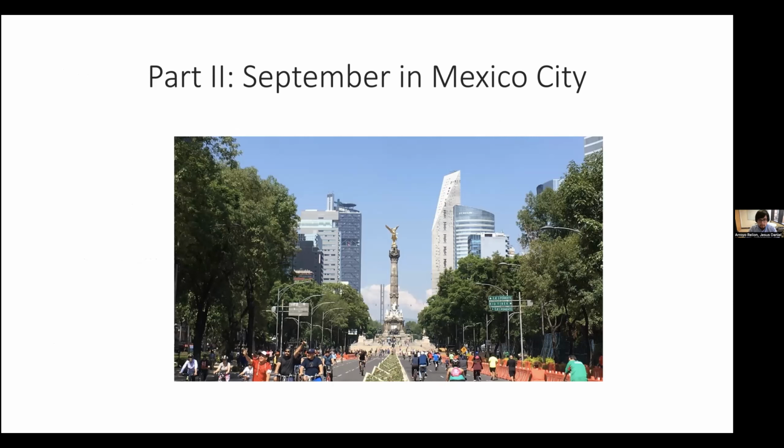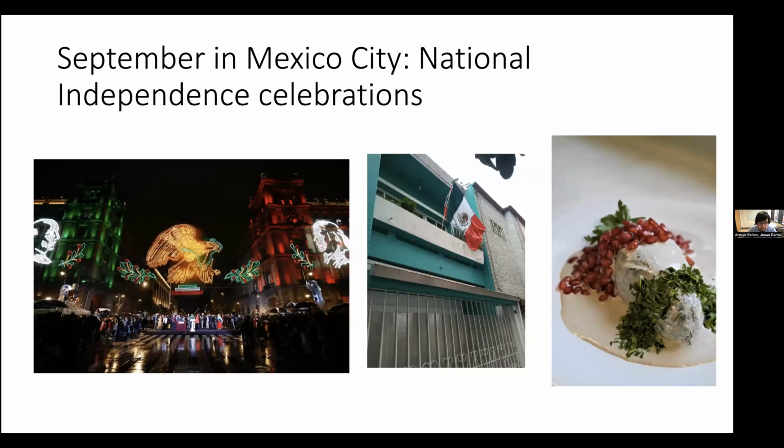Okay, perfect. So for the last part, I'm going to talk about September in Mexico City. And so, well, basically, I want to talk about this topic because of some things that happened this year. But so just to start, to give you some context, in Mexico City in September, we have the National Independence Day celebrations. And basically, well, we can see a lot of things going on in the city.